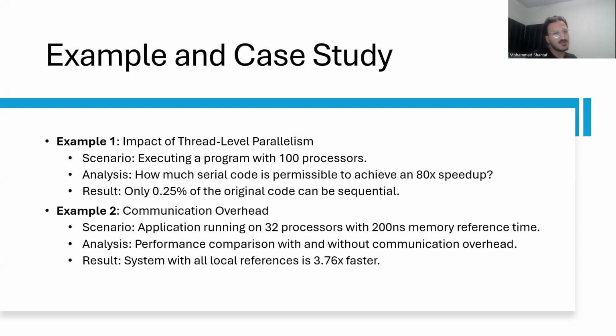Another scenario would be an application running on 32 processors with a 200 nanosecond memory reference time. In the analysis of that, we're performing a comparison with and without communication overhead. The result of that is that the system with all local references is 3.76 times faster.